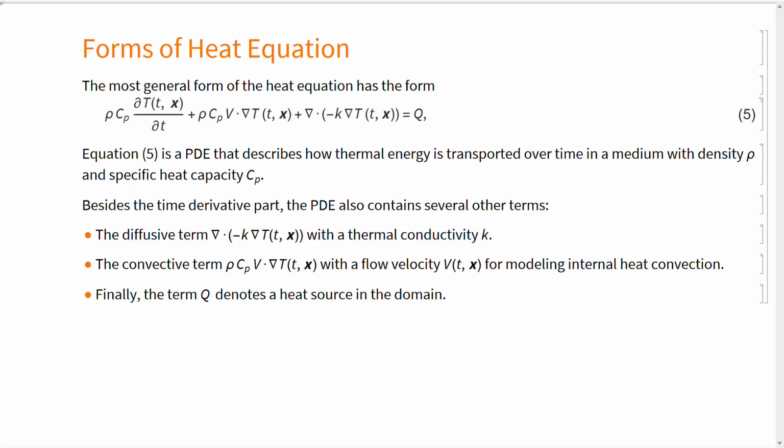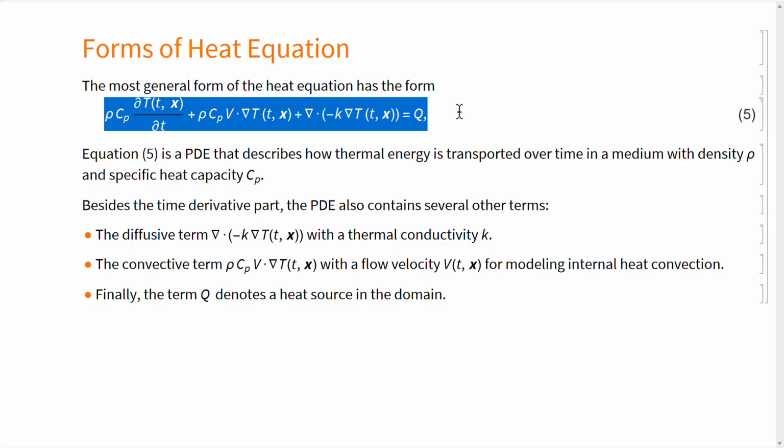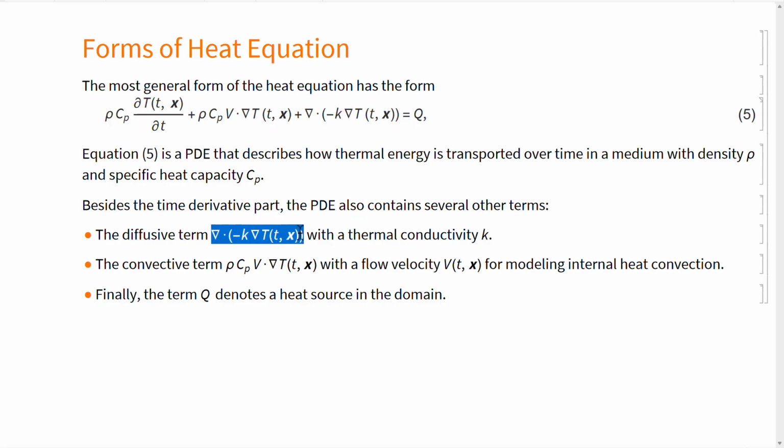The most general form of the heat equation is presented here. This equation is a PDE that describes how thermal energy is transported over time in a medium with density rho and specific heat capacity Cp. Besides the time derivative part, this PDE also contains several other terms. The most important one is the diffusive term presented here with thermal conductivity k.